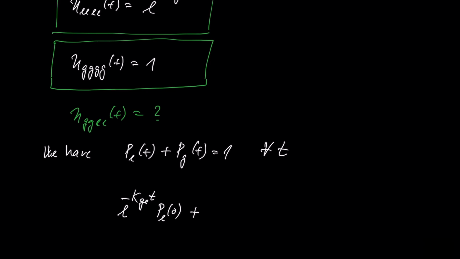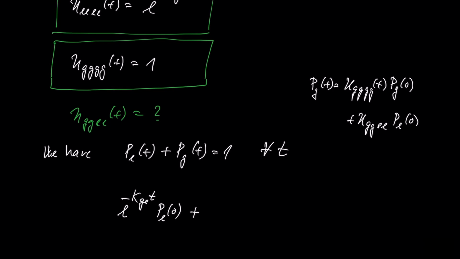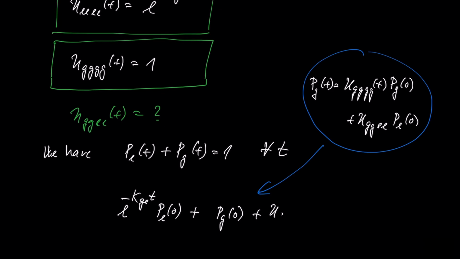plus, we can now write the P_G, but the P_G will have a contribution that originates from U. Okay, we can maybe write this somewhere else. So for instance, we can write it here. P_G(t) will be U_GGGG(t) P_G(0) plus U_GGEE(t) P_E(0), and this is the thing that we have to enter into our equations now. So we will put this in. We know that U_GGGG is 1, so we can write that this is P_G(0) plus our unknown U_GGEE(t) P_E(0), and that this is supposed to be equal 1.